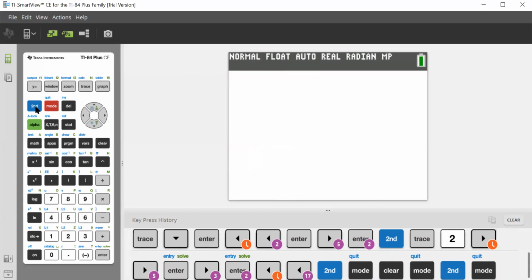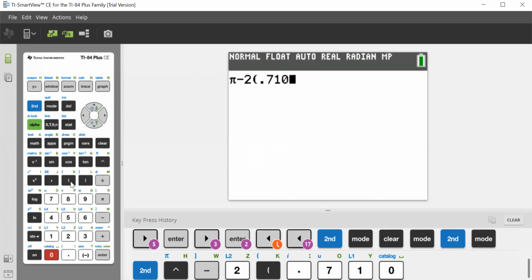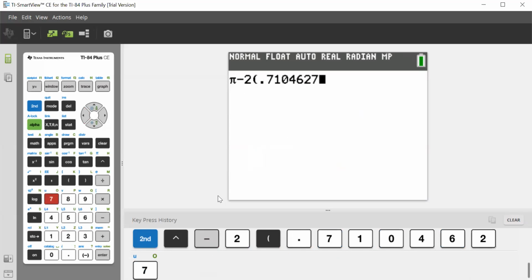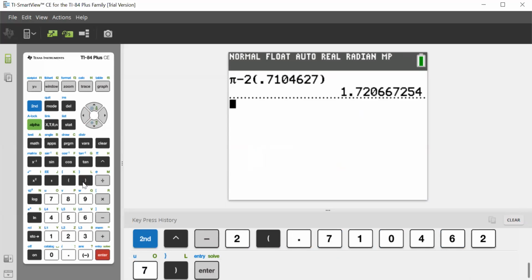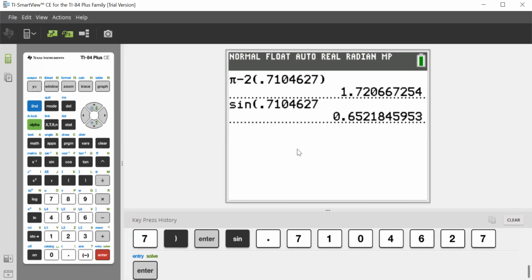Before you do the sine one, we've got pi minus 2 times 0.710, was it 46 or 6427? 4627. So that one's 1.720667254. This one comes out to be the sine of that, 0.65218 45953.